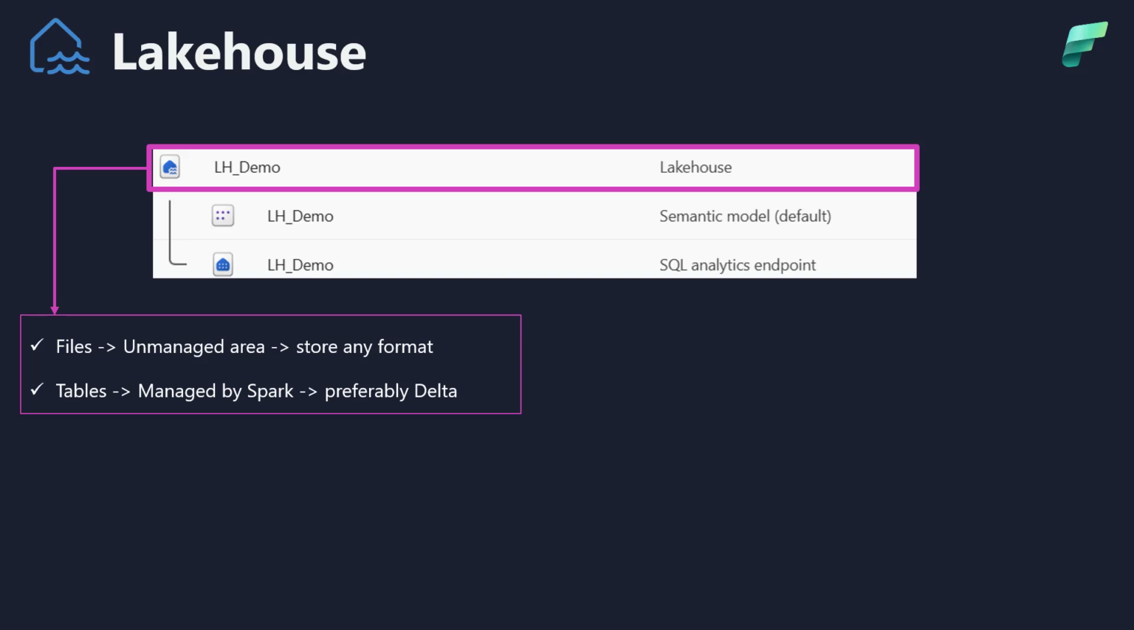The tables area represents the managed area of the lakehouse. It's managed by the Spark Engine. And in this area, you should store your data preferably in Delta format.